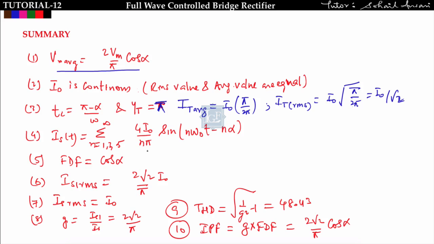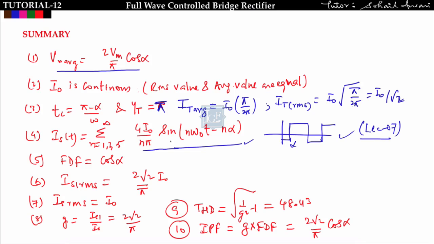Now you should also remember the Fourier series of the source current waveform. The source current will look like this, shifted by an angle of alpha, and we derived the Fourier series of this waveform in lecture number 7. Go through that lecture and you will understand how this Fourier series comes. Now the fundamental displacement factor is the cosine of the angle between the fundamental RMS current and the fundamental RMS voltage. That angle is equal to alpha, so the fundamental displacement factor will come out to be cos alpha.